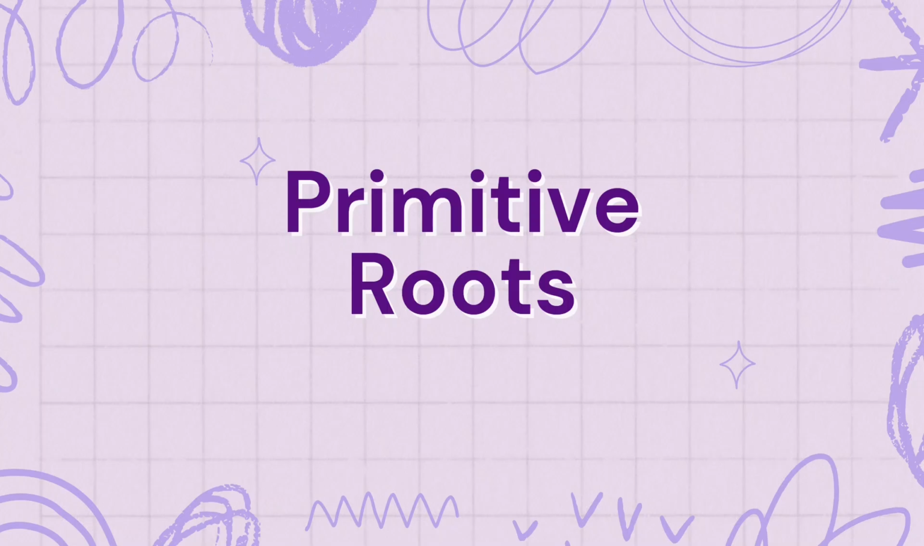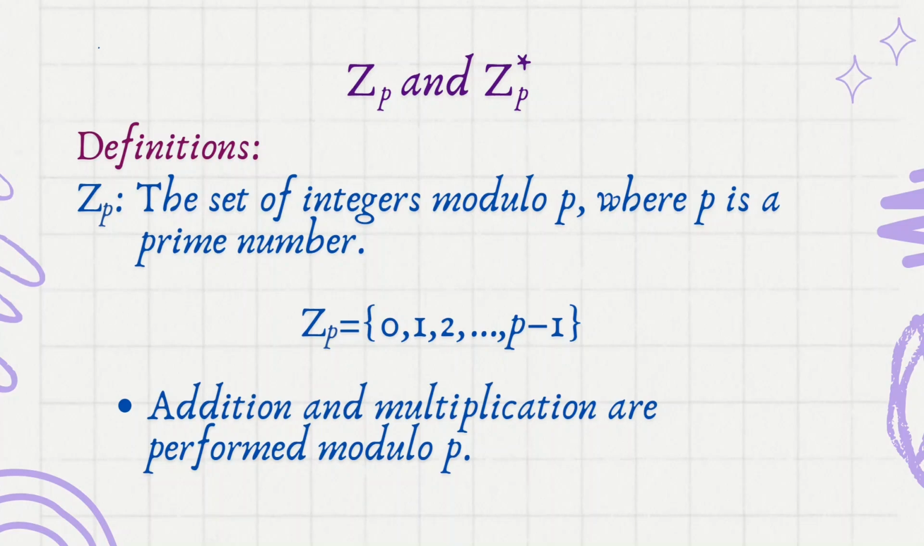Hello everyone, welcome to the next video on primitive roots. Let's begin with two constructs before that. These are two sets, Zp and Zp star. The first set, Zp, is the set of all integers modulo p, where p is a prime number.